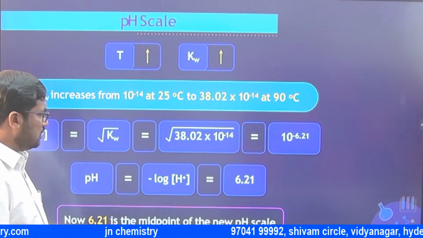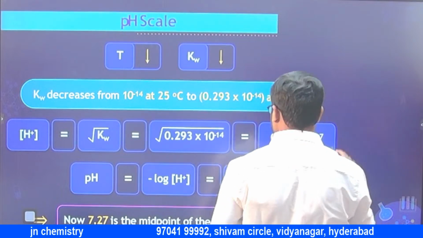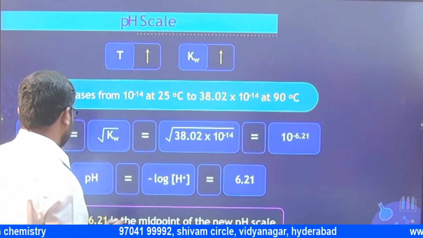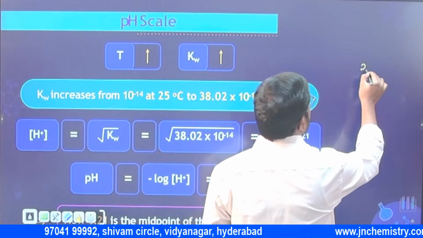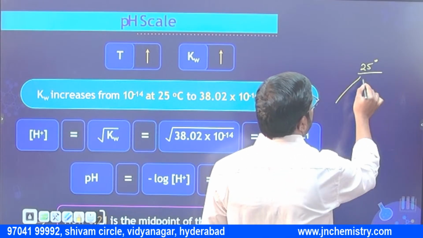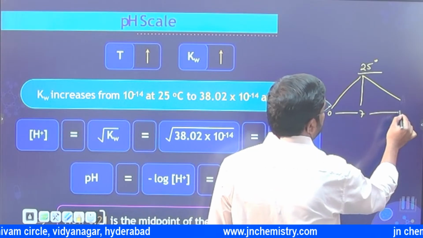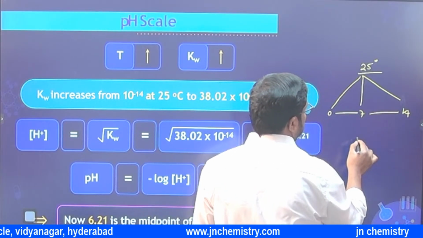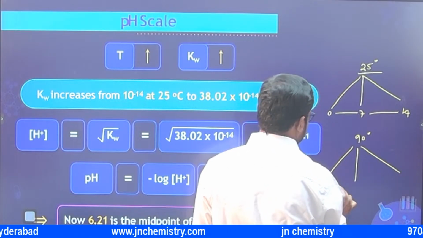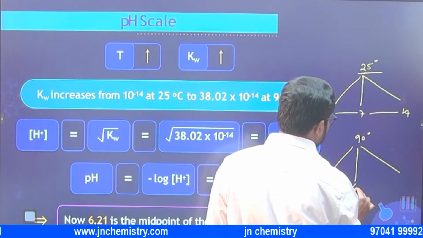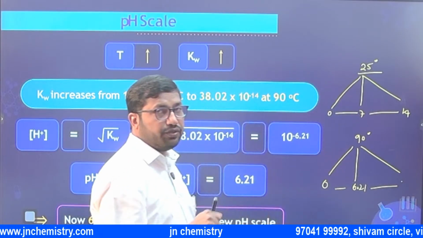We will always compare with the pH scale at 25 degrees centigrade only. But at 90 degrees centigrade, 6.21 is the midpoint. So 6.21 means neutral.